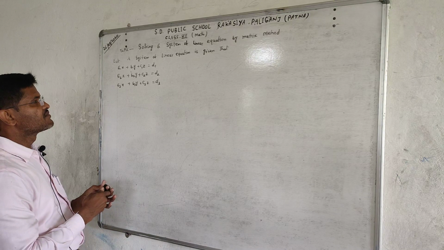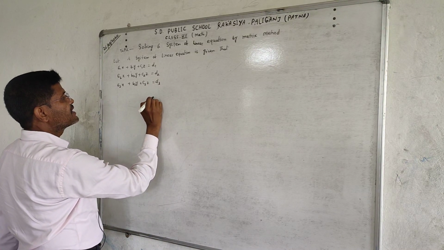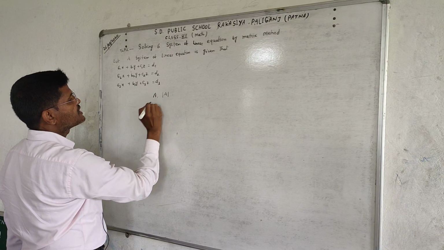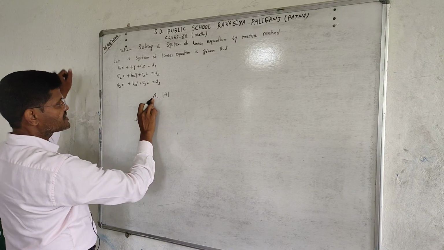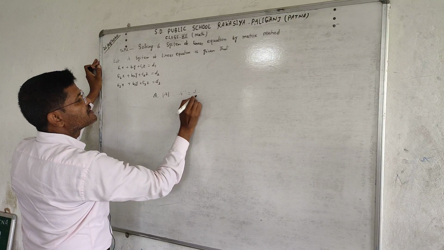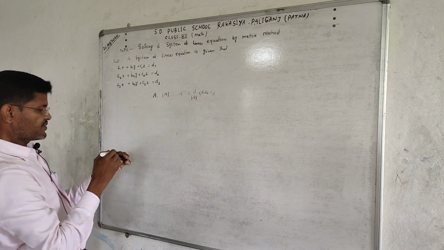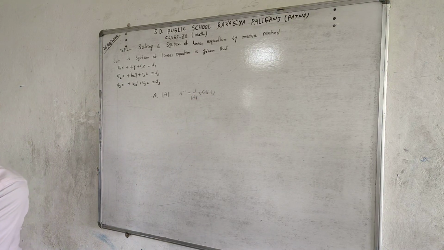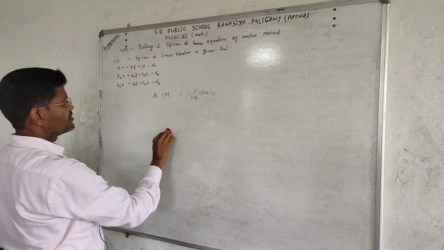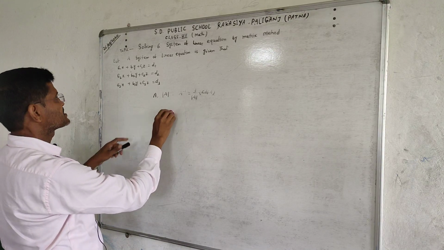adjoint of the matrix. Hence, we know that in the previous class, if A is a matrix and determinant A is the corresponding determinant of the matrix, then A inverse is equal to 1 by determinant of A into adjoint A. It is the rule for finding the inverse of the matrix, and according to this rule, the inverse exists, as we saw in the previous classes.